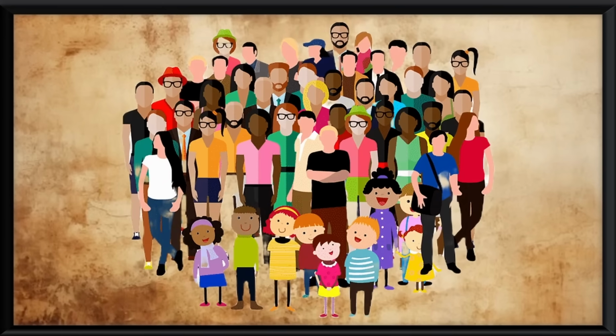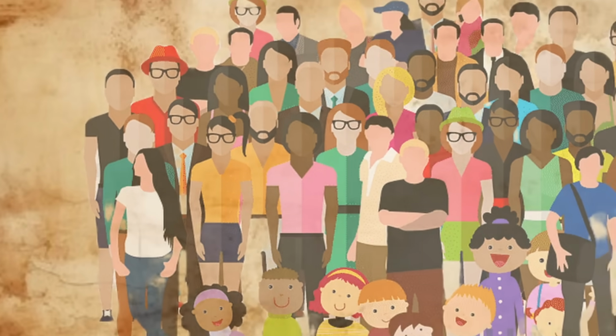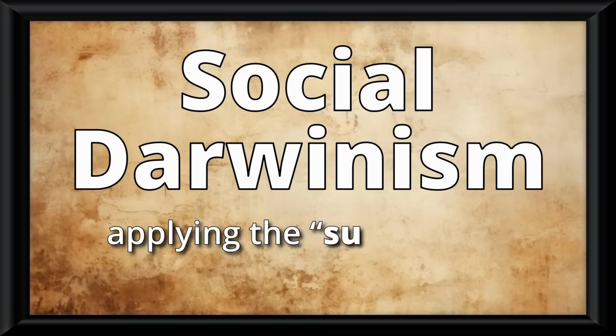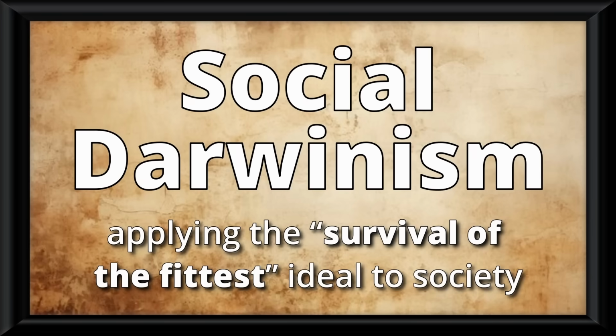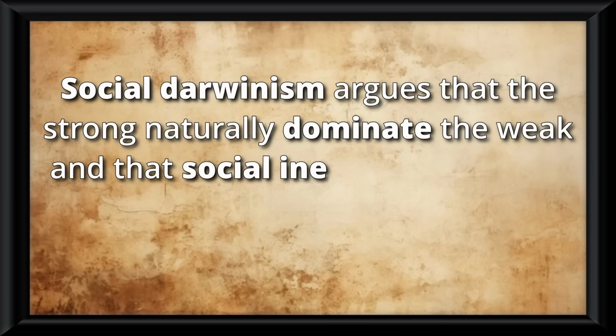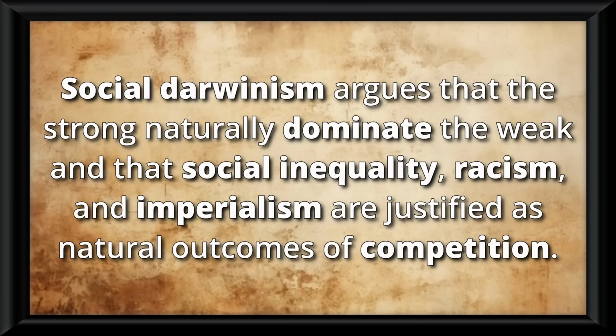Also during this time, you have people all over the place wanting to justify their class, race, or just status in society. And this is where an ideology takes hold known as social Darwinism. Essentially what this means is applying the "survival of the fittest" ideal to society. Or for a better definition, social Darwinism argues that the strong naturally dominate the weak and that social inequality, racism, and imperialism are justified as natural outcomes of competition.